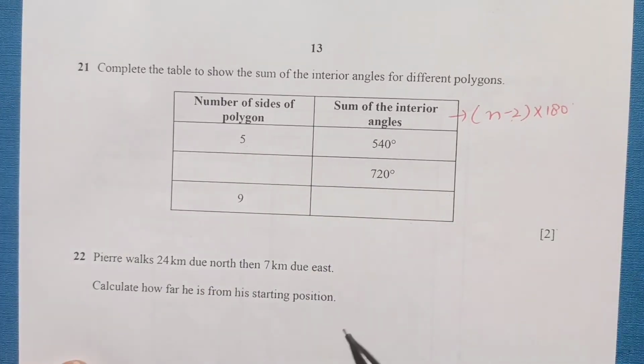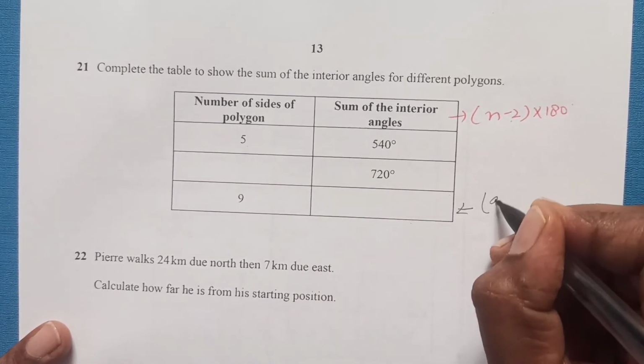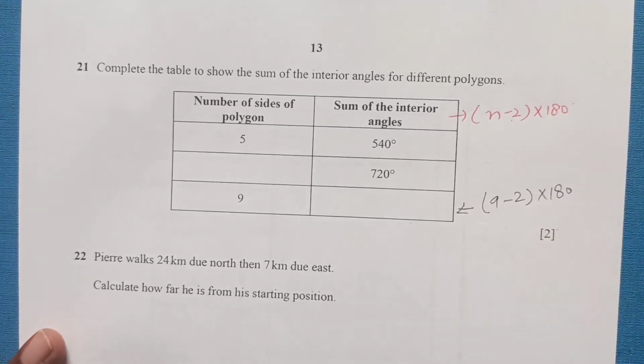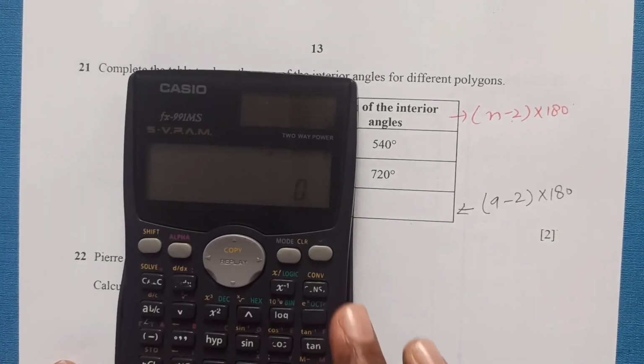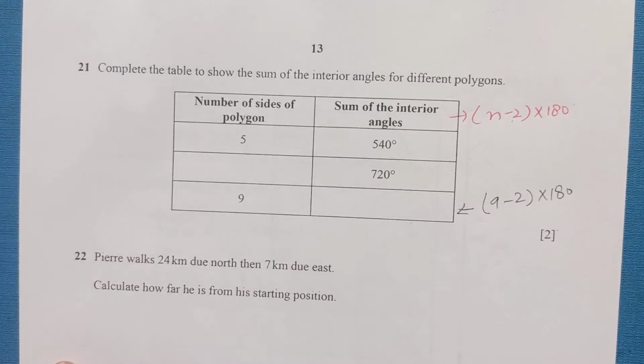So now we can do easily this one here in this case. Let me finish this first. This is 9 minus 2 times 180. So that means we have 9 minus 2 is 7. 7 times 180. So we have 1260.